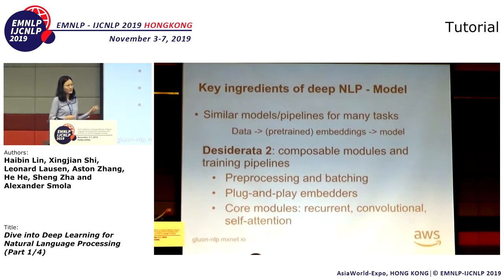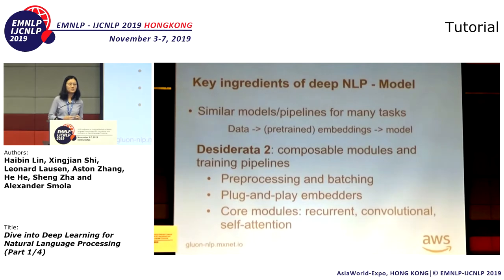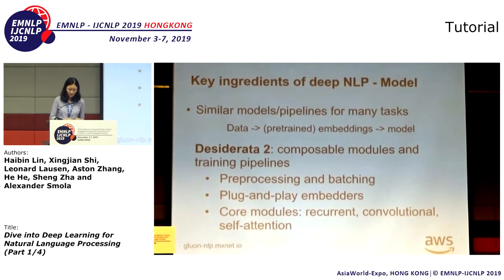And the common pipeline here is that once we get the raw data, we convert that into a vector space and then have a classifier on top of that, where the vector space is using either embeddings learned from scratch or pre-trained embeddings like BERT or other large-scale language models. So here the desired features are a pre-processing and batching pipeline, plug-and-play embedders, and also core modules like recurrent, convolutional, and self-attention networks that we can compose together to build new models.